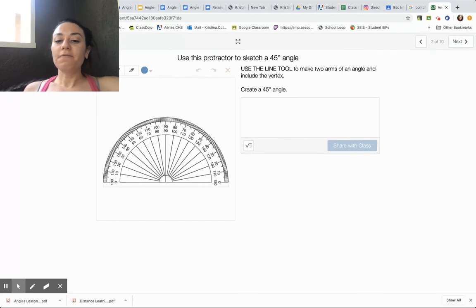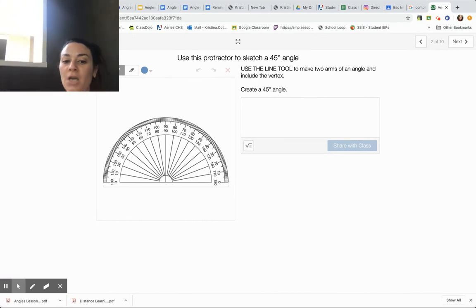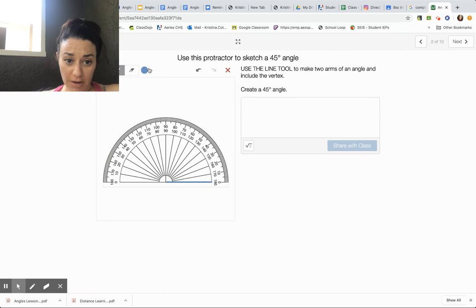So we need to find 45 on the protractor. We also need to use the line tool. So here's a line tool if you remember. The first arm is always going to line up horizontally with 0. That's the first line right there. I made it blue. Perfect.